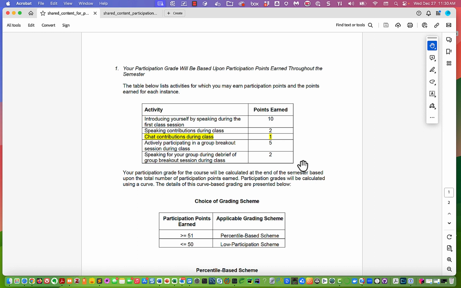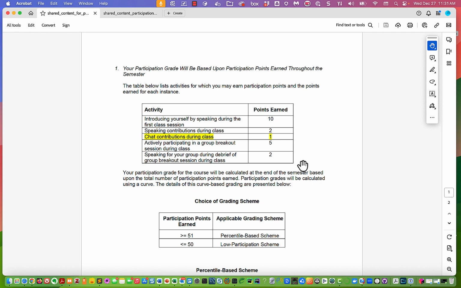So there's a distinction between the participation points that you earn, which is a raw score. It just has to do with the number of things that you did and that I gave you credit for. And then the points that make up your participation grade, which turns out to be a score out of 100. So it could be 100 points out of 100. It could be 90 points out of 100. It could be 50 points out of 100. So the participation points and the participation grades are two different things.